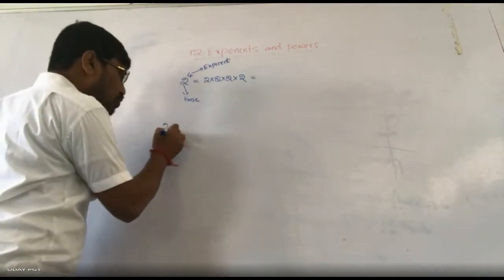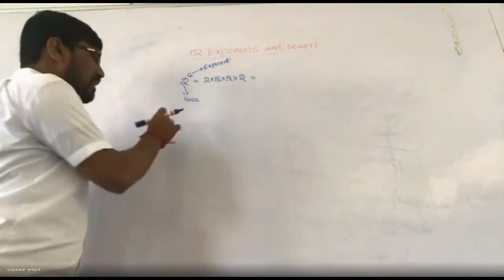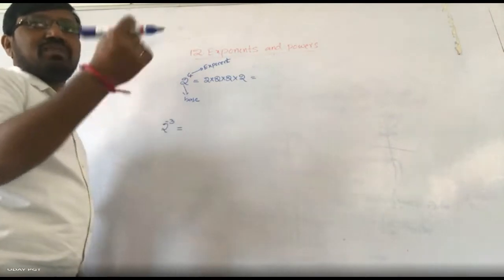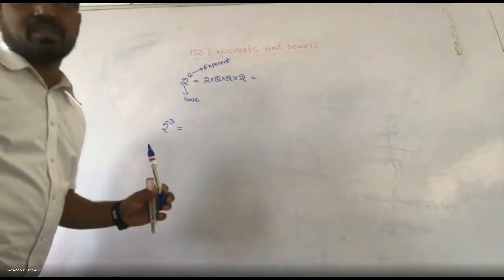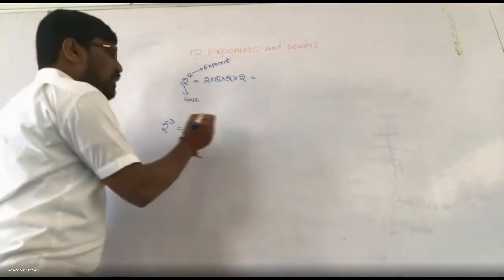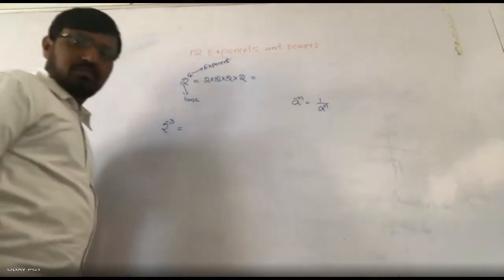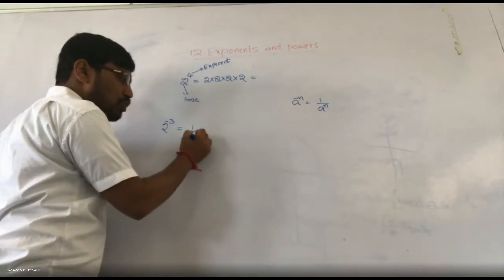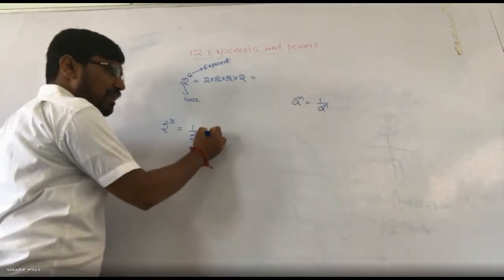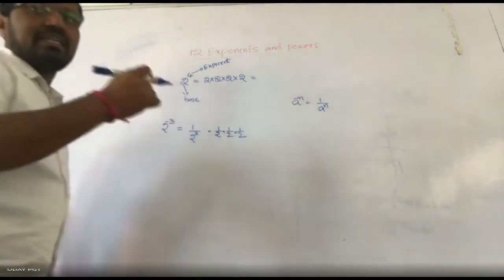So 2 to the power of minus 3 is nothing but, how do we write it? What is the meaning of the negative power? A to the power of minus n can be written as 1 by a to the power of n. We have to transpose. 2 to the power of minus 3 can be written as 1 by 2 to the power of plus 3. That is 1 by 2 into 1 by 2 into 1 by 2, 1 by 2 written 3 times.